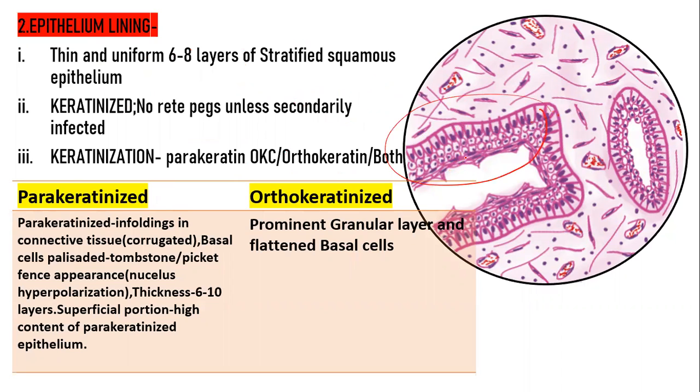Here what you see is a distinctive lining with distinctive basal cells and surface layer, right? So here you have a corrugated appearance. Basal cells are palisaded, and the superficial portion contains parakeratin. So let me draw it for you. First of all, you have 6 to 8 layers, right? Uniform. Here, the basal layer is tall columnar, right?